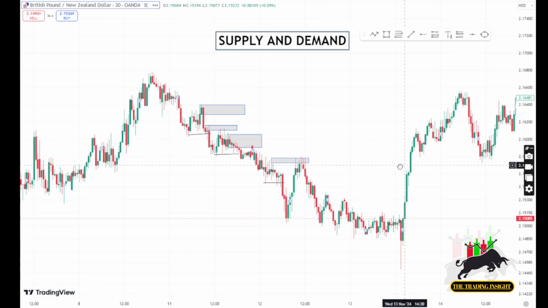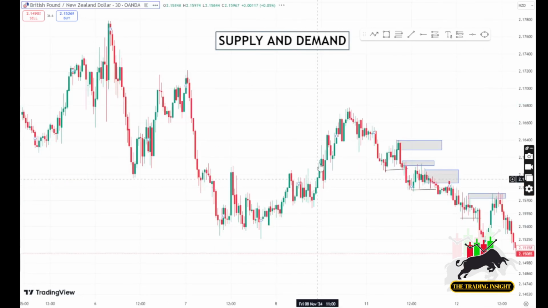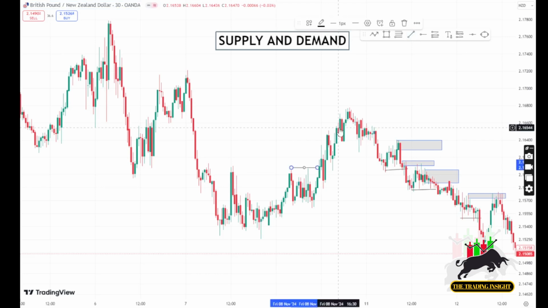Okay, let's use this chart here. In this chart, this is a break of structure, and then where is the last zone that moved price to break that structure? This is the last zone that moved price to break out that structure. That is another block, and in subsequent videos we would be talking about what other blocks are.